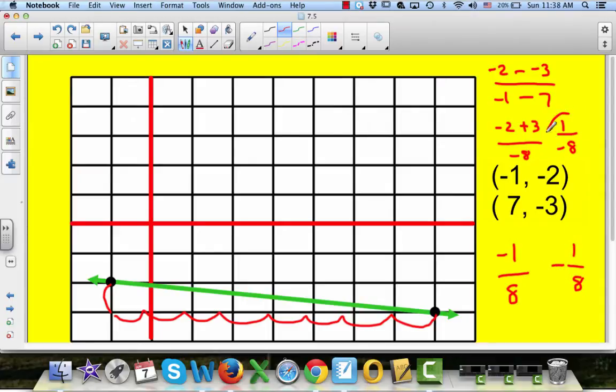And look at this. If you use this one, and you started here, and it told you to go up 1 and to the left 8, 1, 2, 3, 4, 5, 6, 7, 8, you would get the same place. So it doesn't matter where the negative sign is, you're going to get the same line, as long as the negative sign is in there and you use it on one of the two, and not both of them, then you'll be okay. It's the same answer.